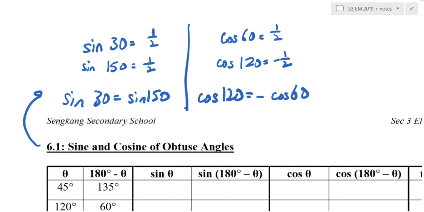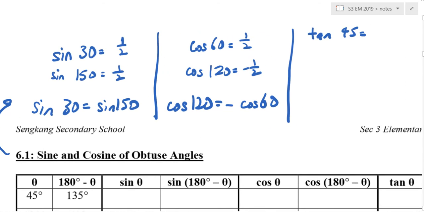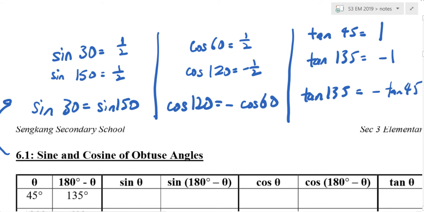Tangent. But tangent is A max. So later on, I will continue the story in A max trigo. No, I will not touch. Since you are taking, now, can you help me? Tangent 45. What's the answer? 1. Can you help me again? Tangent 135. Negative 1. That means tangent 135 is equals to negative tangent 45. Do you understand?